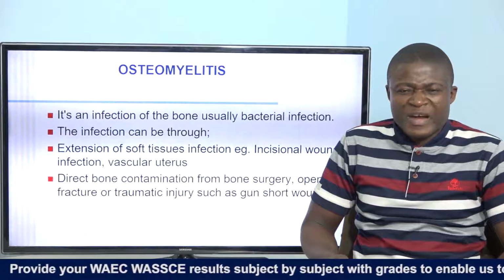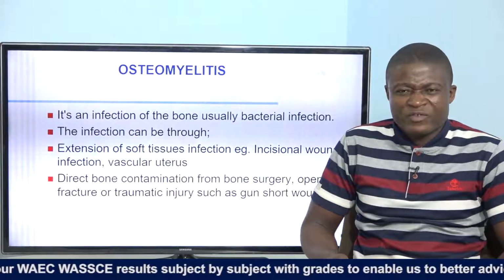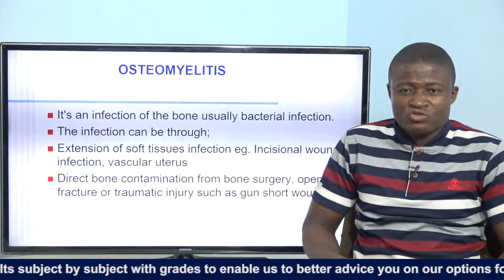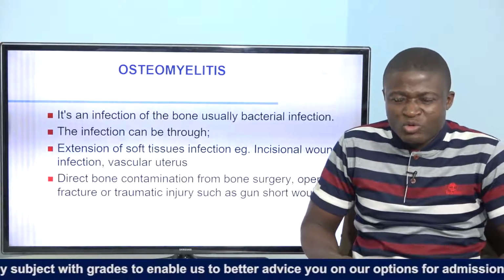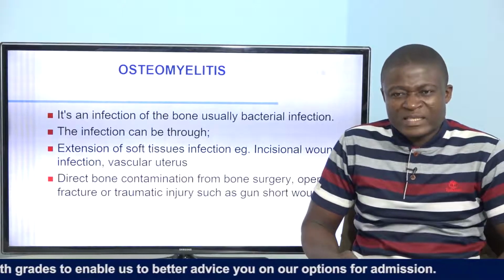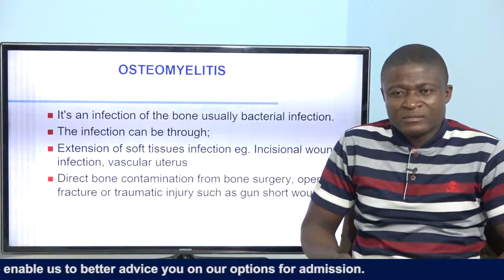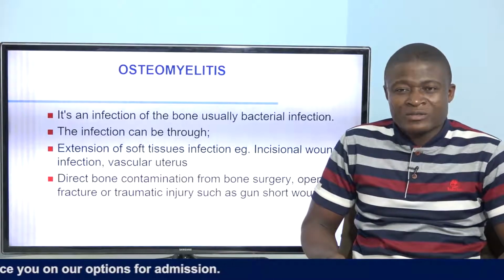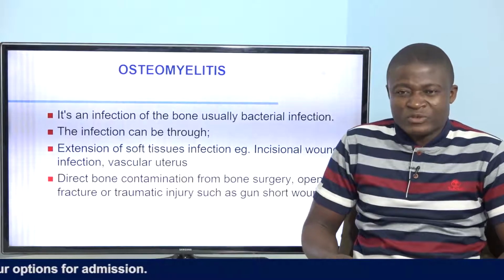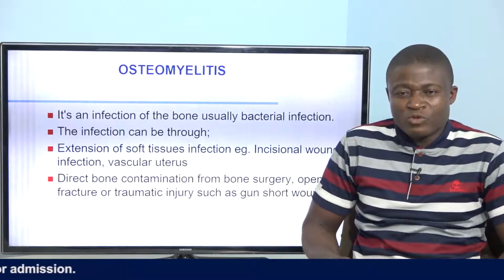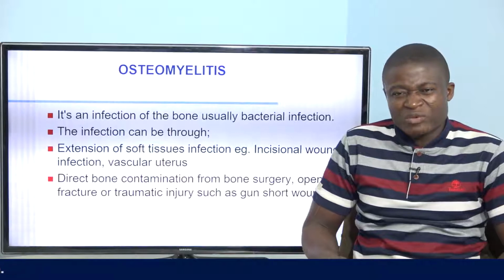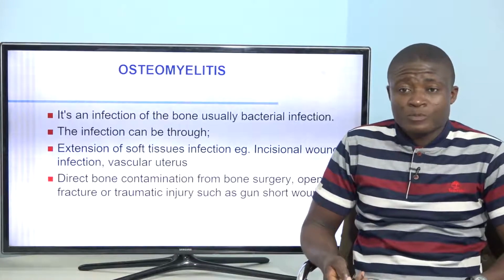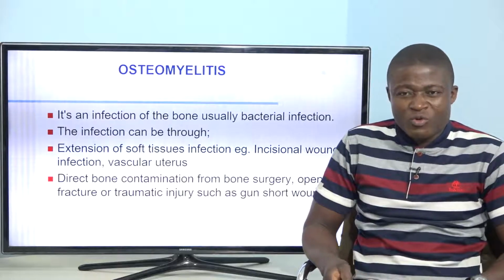So what we're saying is, apart from the organisms extending from some soft tissues to the bone, you can also get infection through direct bone contamination, like you are performing a surgical intervention and then in the process you get the bone contaminated by maybe your unsterile instruments that you are using to perform the surgery. So the bone was touched in the process, and unfortunately bacterial organisms were introduced to this bone. So that is a direct form of contamination.